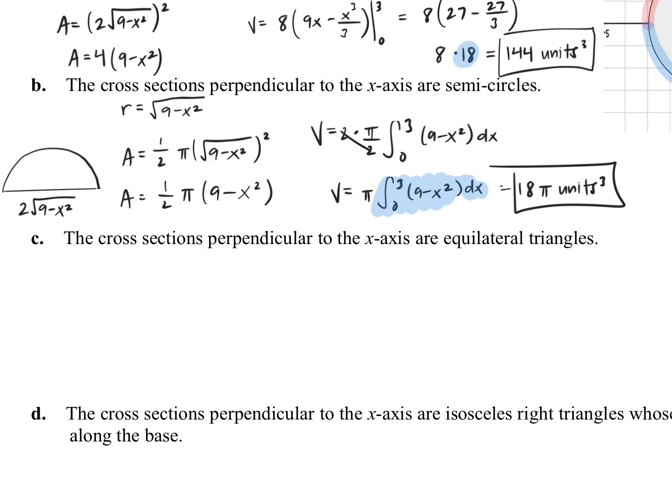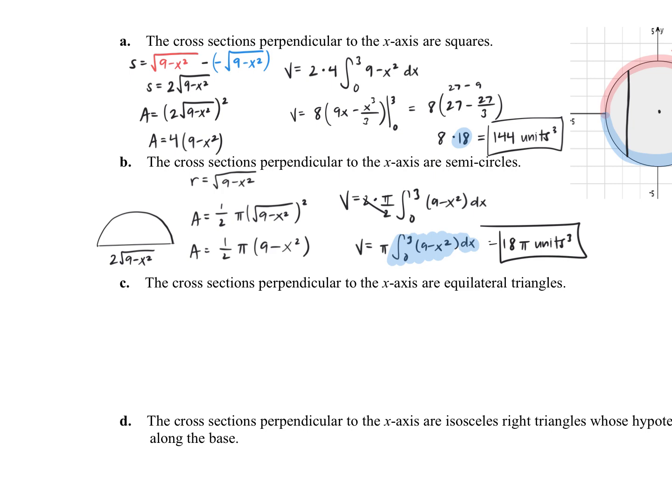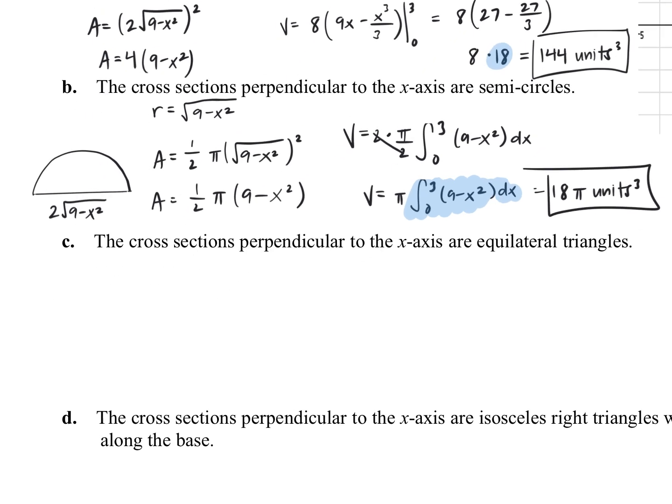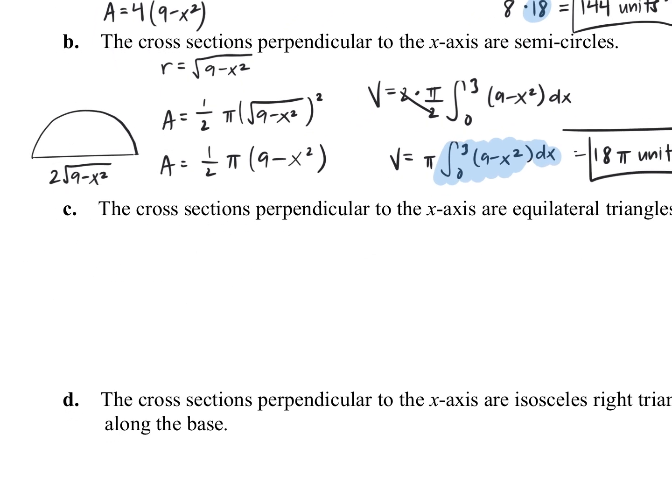All right, we'll do cross sections of equilaterals, and then we'll take a quick break before we finish this up. Okay, so instead of this line right here being a square or a semicircle, think about plopping an equilateral triangle on that line right there. I'm going to go ahead and draw myself a picture of an equilateral triangle so I can label it, make sure I got all my pieces correct here.